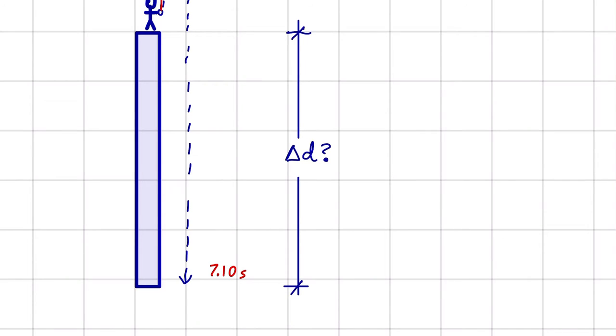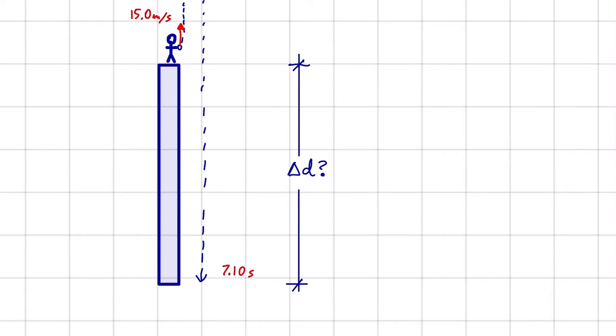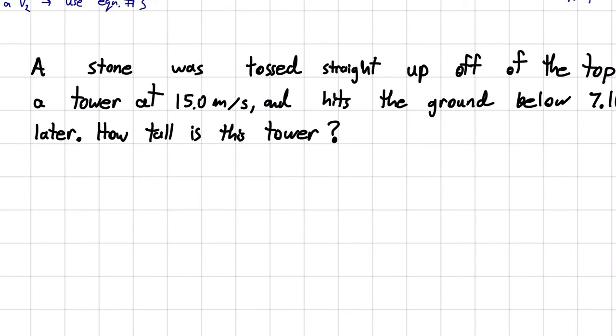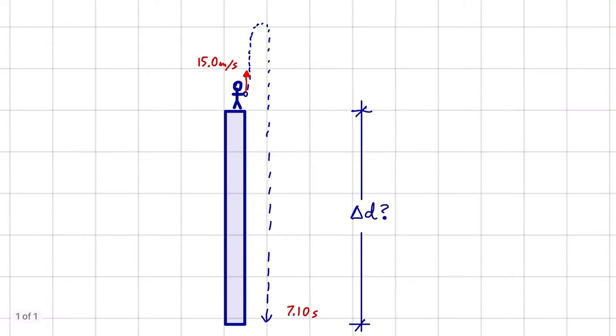Now I want to make an important note that the distance we're looking to find is the distance from the top of the tower where the stone is thrown to the bottom of the tower where the stone hits the ground. We are not in this question looking at the maximum height. It's not asking for how high the stone reaches, it's just asking for how tall is the tower. So it's important to note we're going from the top of the tower down to the ground, not to the maximum height of the stone.